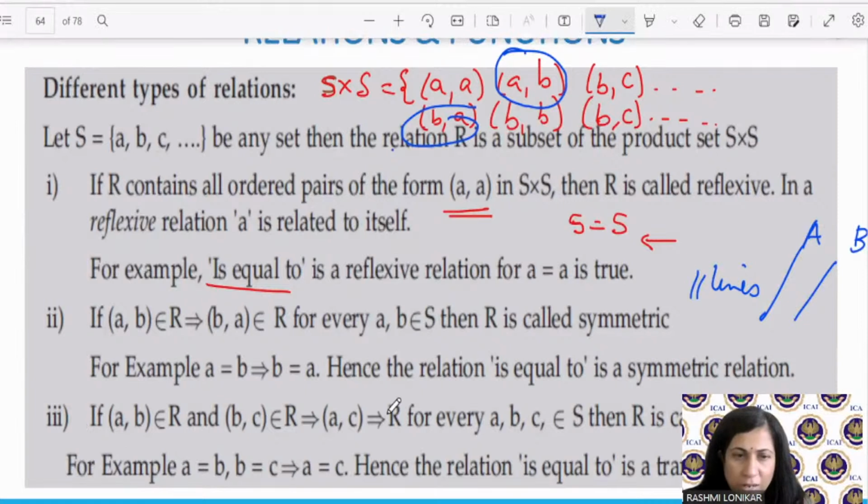Third is called transitive. If (A, B) belongs to R and (B, C) belongs to R, it implies that (A, C) also belongs to R. Then you say that the relation is transitive. So AB, BC and AC. Then we say that it is transitive.